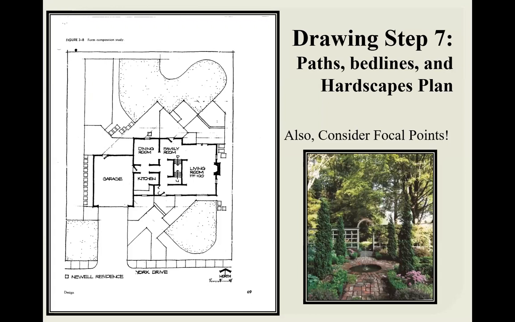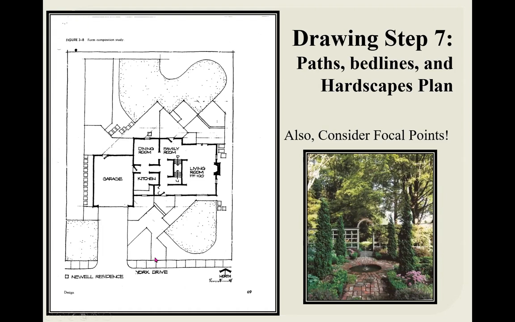Okay, the next step, step 7. Again, at this point, you may have already completed the step, but this is where you're going to put your paths, your bed lines, and your hardscapes plan. Those are the things that are going to be immutable, so to speak. Paths should ideally be 5 feet wide for 2 people on an entrance path, 3 feet wide for 1 person. Even work paths that you use to access garden spaces need to be wide enough for someone to walk down with a plant, a tool, or a wheelbarrow. So make sure that you can flow through your landscape easily and not restrict the space for walking.